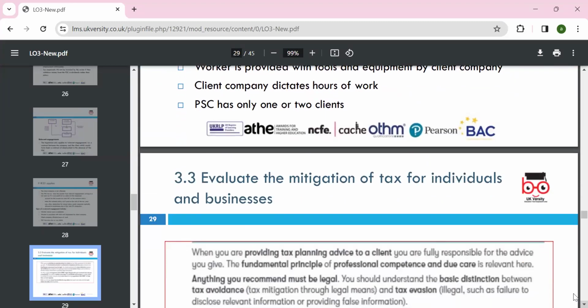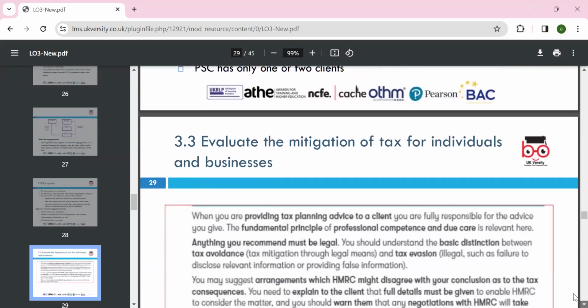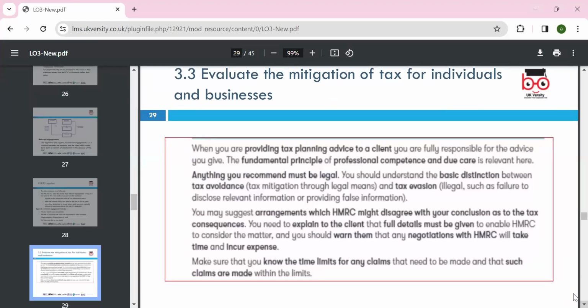Then we have 3.3, evaluate the mitigation of tax for individuals and businesses. When we are providing tax planning advice to a client, you are fully responsible for the advice. You give the fundamental principles and we need to think about professional competence. Maybe we can't say yes because it's not my area, I'm not aware of inheritance tax or others. Maybe we can say no. That's quite crucial, because we're not experts in all areas. Of course, we can look at the rates and further explore how to apply them.